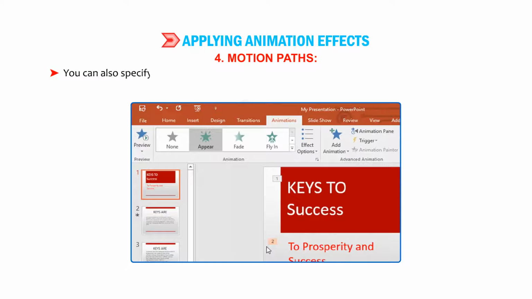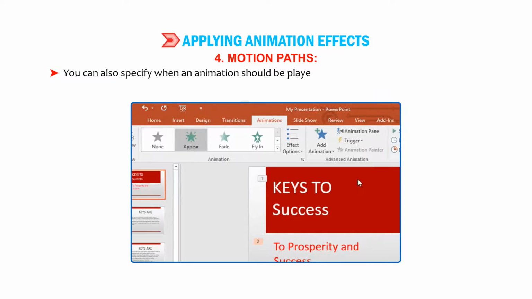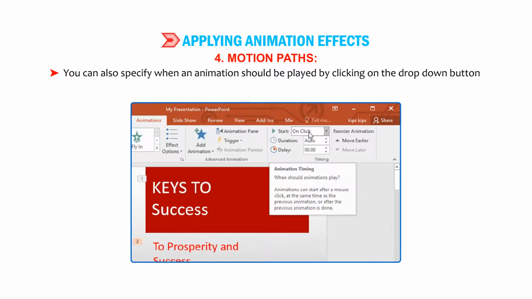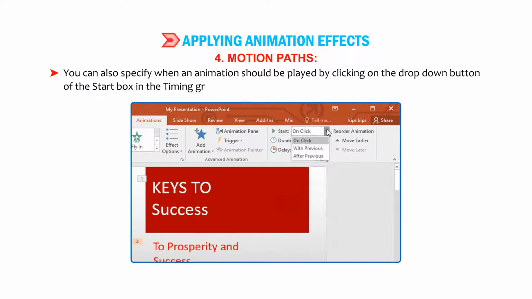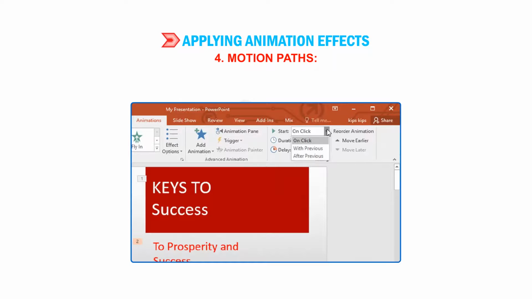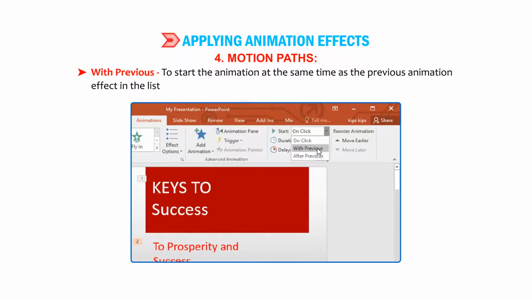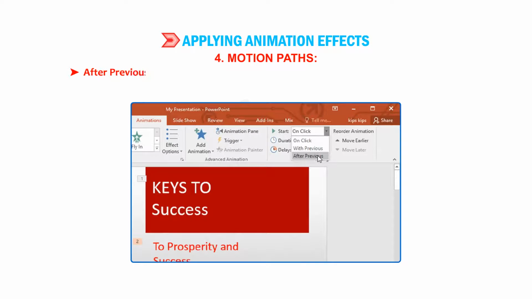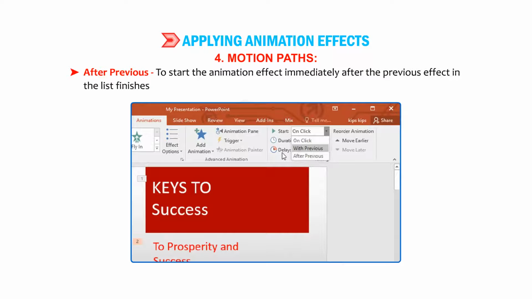You can also specify when an animation should be played by clicking on the drop-down button of the Start box in the Timing group and selecting any one of the displayed options. On Click, to start the animation after a mouse click. With Previous, to start the animation at the same time as the previous animation effect in the list. After Previous, to start the animation effect immediately after the previous effect in the list finishes.